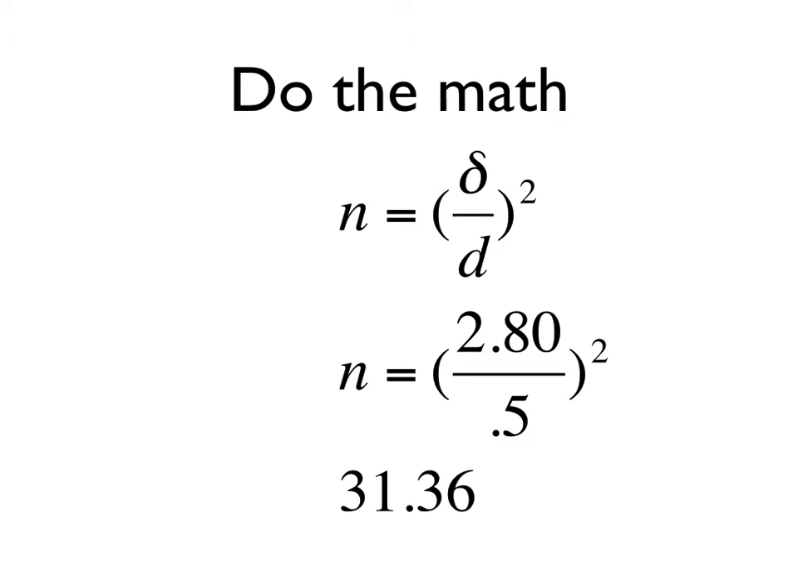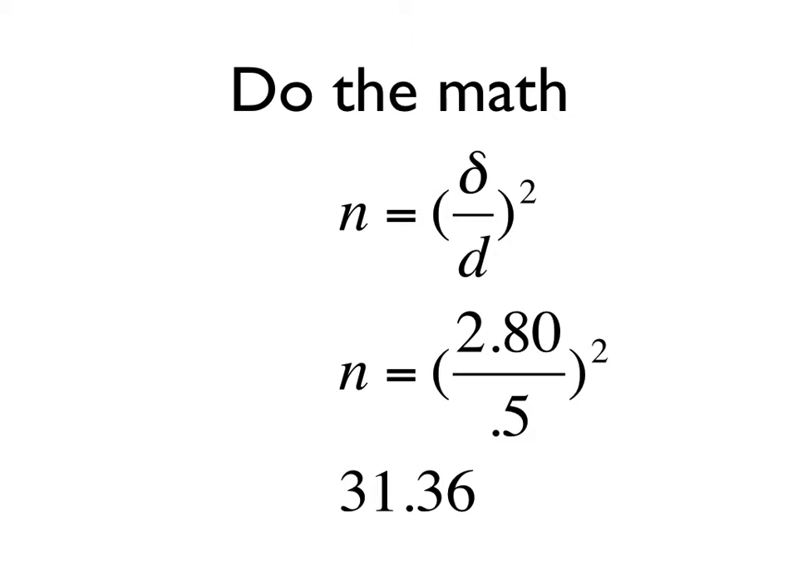Because remember, I'll show you how I got this. Okay? Are you confused how I got this? The n equals delta over d, squared. Yeah, you are? No. No? So we need 31 subjects. Yeah. That's all it is. Just to be sure, because unless you can find 0.36 people.